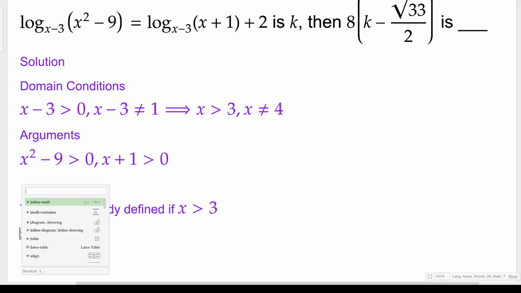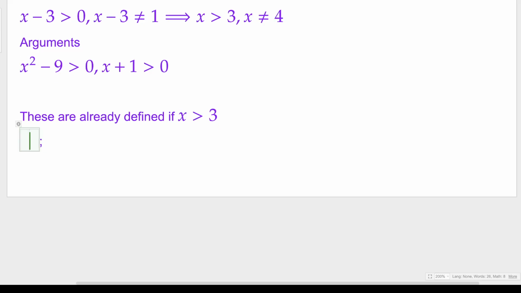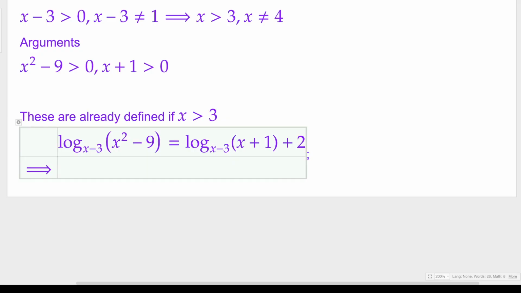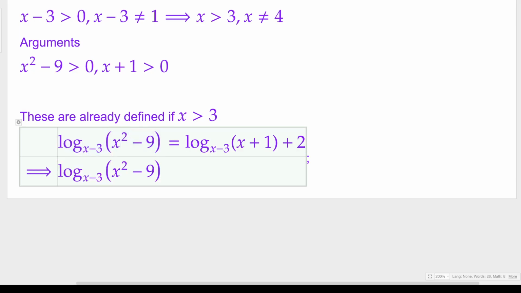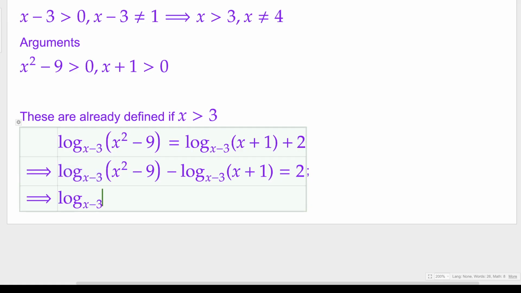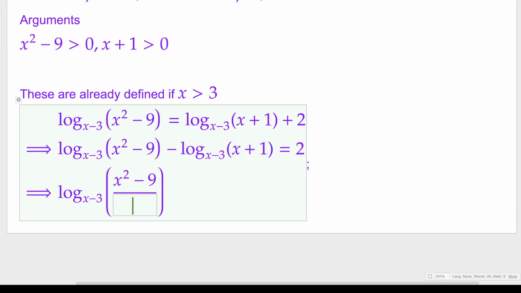Now going further, I'll take this equation and resolve it. This is the given equation to us. Now we'll use the property of logarithms. First of all, I'll arrange these terms properly. This quantity as it is, and we'll subtract this term on both sides. So this minus this particular quantity is equal to 2. Now I'll be applying the property of log, where subtraction becomes division. So in this case I can write log of base x minus 3, and in the argument x square minus 9, and denominator x plus 1. Now this is equal to 2.